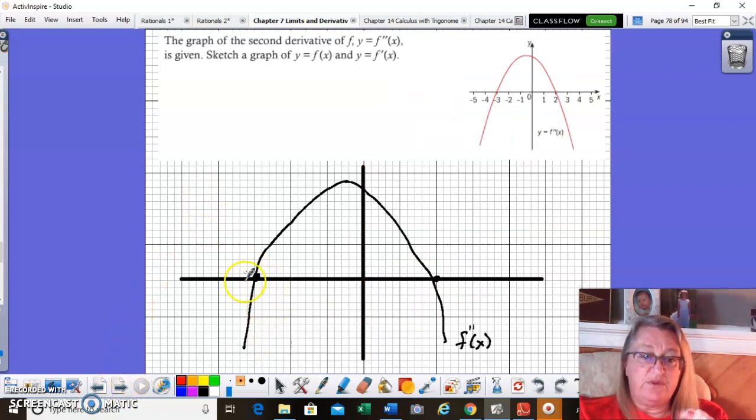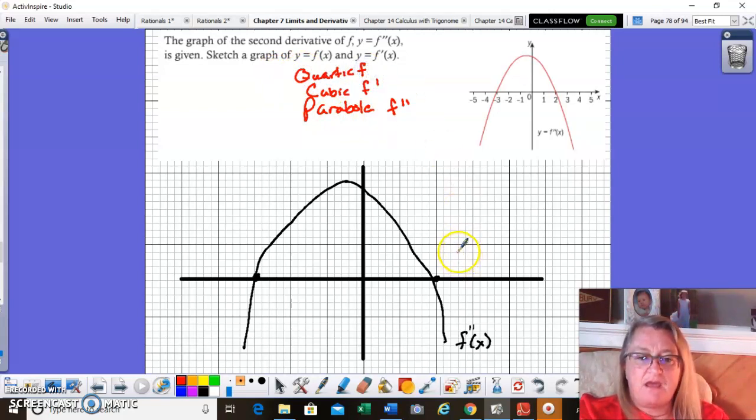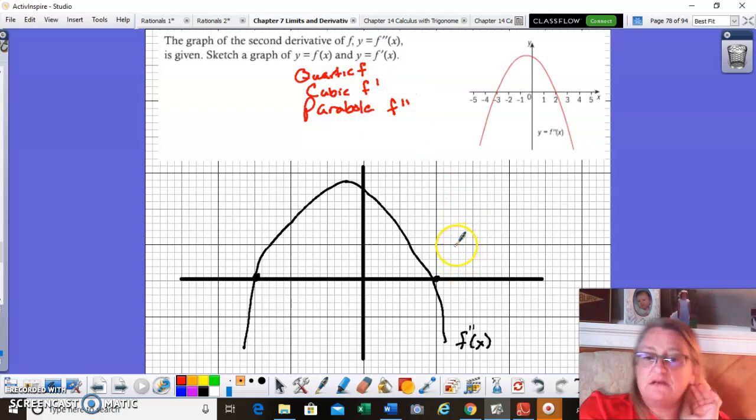So here we're starting with a parabola. All right, so that's a parabola. But this parabola is actually being told to us as the second derivative. So we're going to back it up. Cubic is what we're looking for, the first derivative, and quartic is going to be our original function. All right, so we've got to build backwards here.